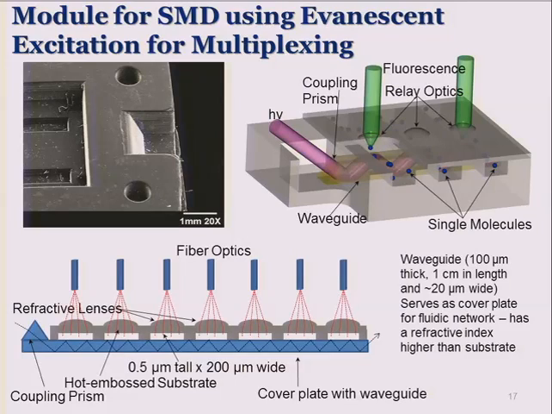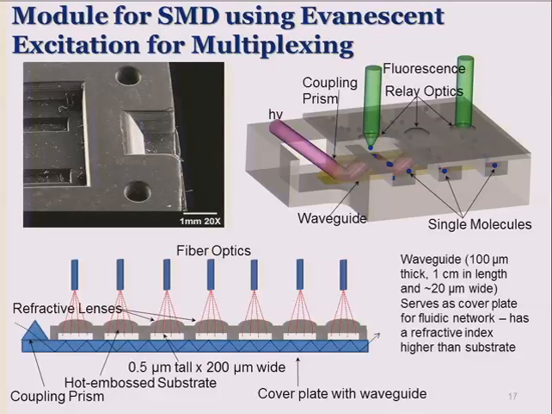So this is very interesting here, because now we're making some active components, optical components, using molding. So we have an embedded waveguide here with a coupling prism, and that serves as the foundation for this fluidic network. That's roughly about 0.5 microns in terms of depth and about 200 microns wide. Now, why are we doing that? Why is this height so important?